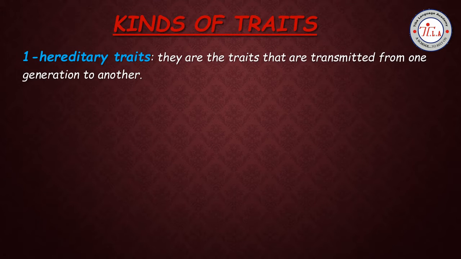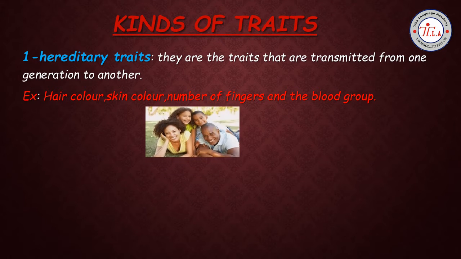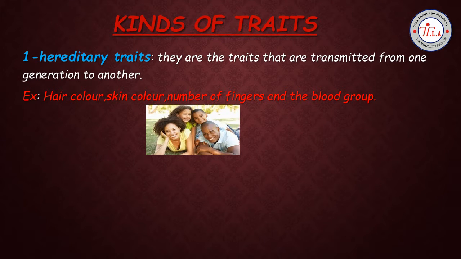Kinds of traits. Number 1, hereditary traits. They are the traits that are transmitted from one generation to another. For example, hair color, skin color, number of fingers, and the blood group.